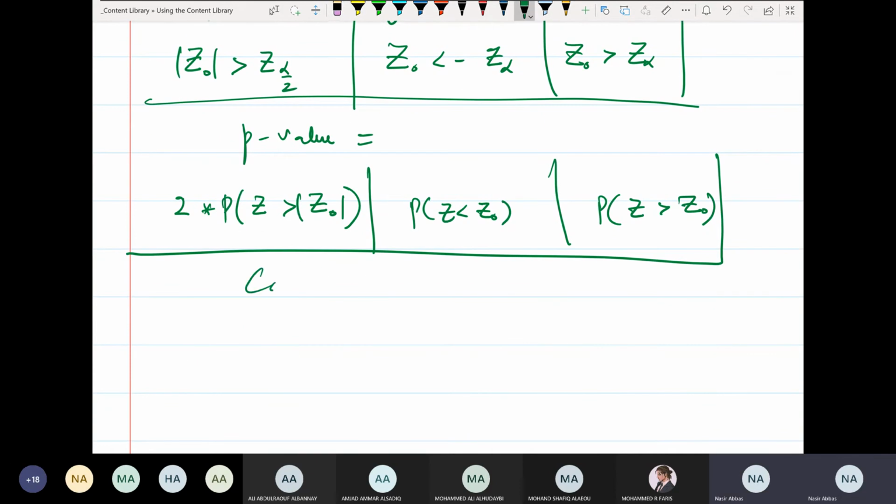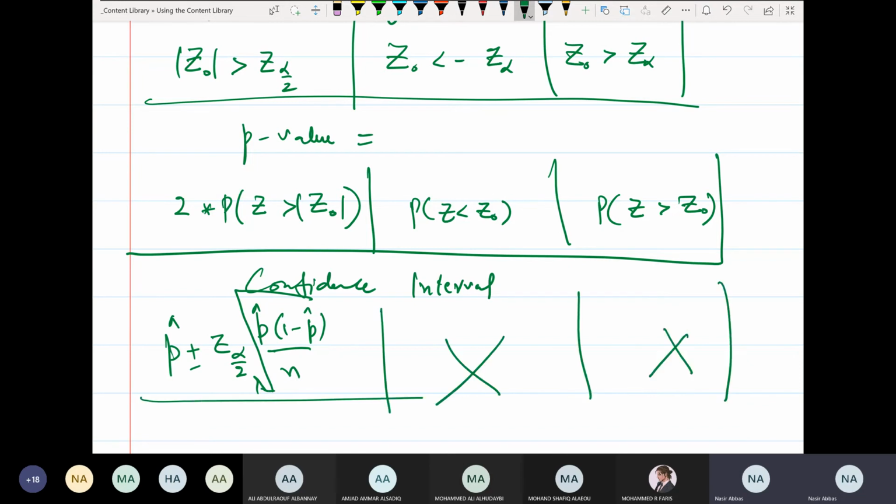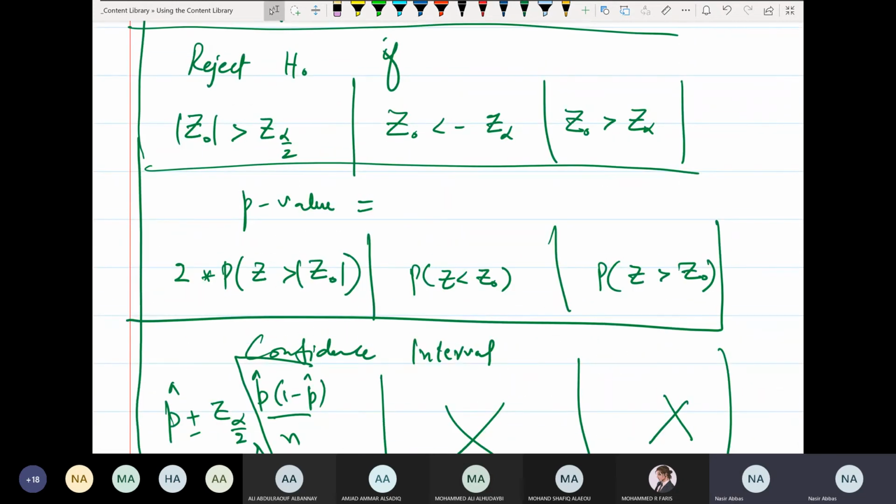And the confidence interval we created for two-sided was p hat plus minus z alpha by 2 times square root of p hat into 1 minus p hat over n. We did not create any confidence interval for one-sided. This is all we have from proportion, all the three approaches.